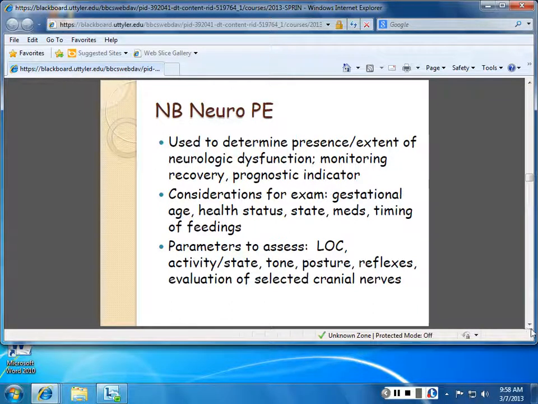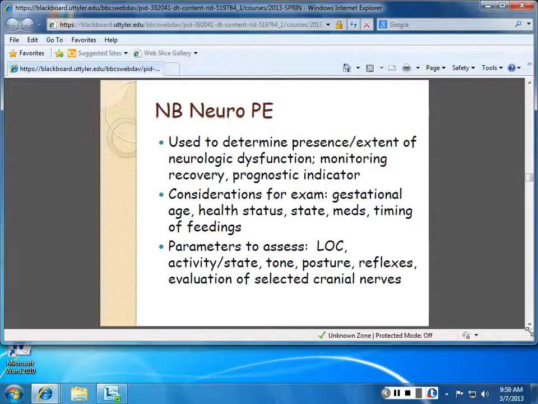You want to assess a baby's level of consciousness. I've already mentioned if it's 10 to 12 hours after delivery, this baby's going to be sound asleep. They have worked hard to get here. So they're going to be sleeping very soundly, and your neuro exam is not going to count for anything until that baby is more awake and alert and can participate a little bit. Look at their state, any kind of meds they're on, the timing of feedings.